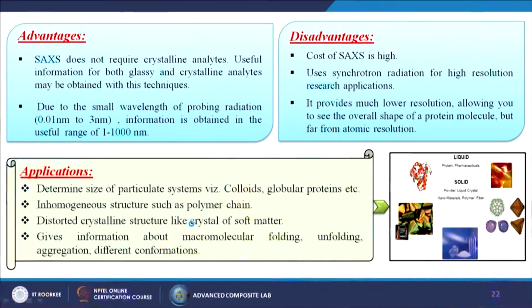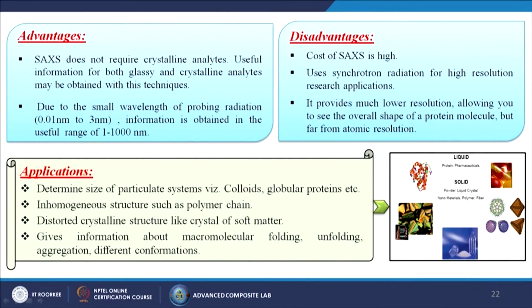What are the advantages? SAXS does not require crystalline analytes. Useful information for both glassy and crystalline analytes may be obtained with these techniques. Due to the small wavelength of the probing radiation, that is 0.01 nanometer to 3 nanometer, information is obtained in the useful range of 1 to 1000 nanometers.